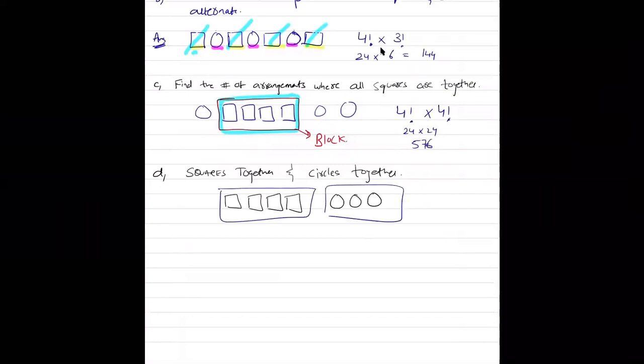Either all the circles come first and the squares come later, or the squares come first and the circles come later. So these two blocks can shuffle themselves in 2 factorial ways. Now within this block there are four squares. In how many ways can these four squares arrange themselves? 4 factorial ways. Times 3 factorial ways for the 3 circles.